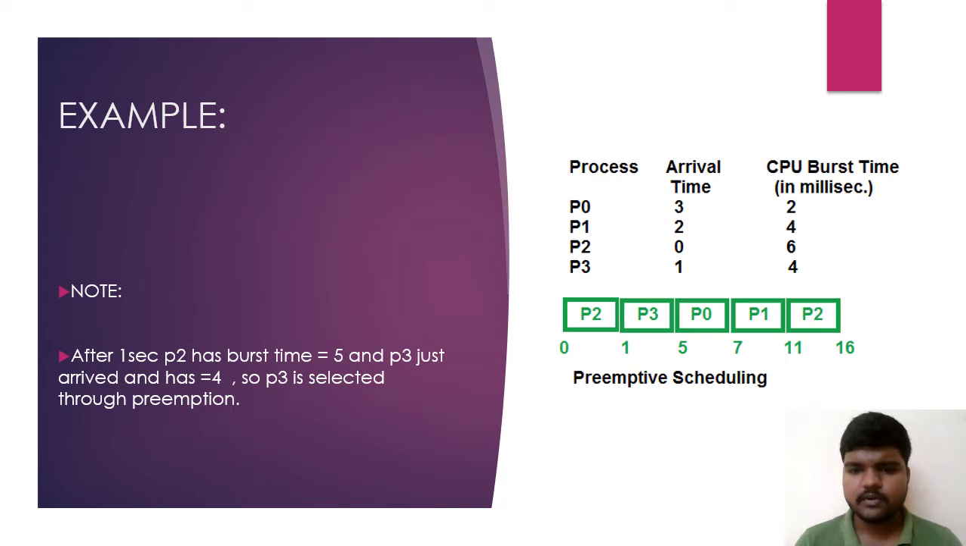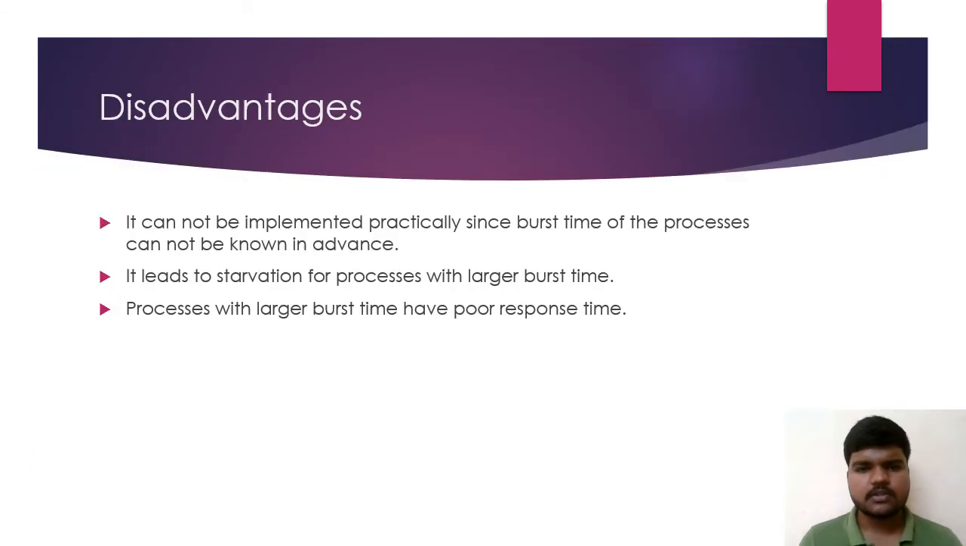Actually, the main disadvantage of this algorithm is that it is practically impossible to guess or predict the burst time of a process. It also leads to starvation of the longest processes with the longest burst times, because the arrival of small processes with smaller burst times leads to their execution rather than the execution of the larger burst time ones. So this leads to starvation.